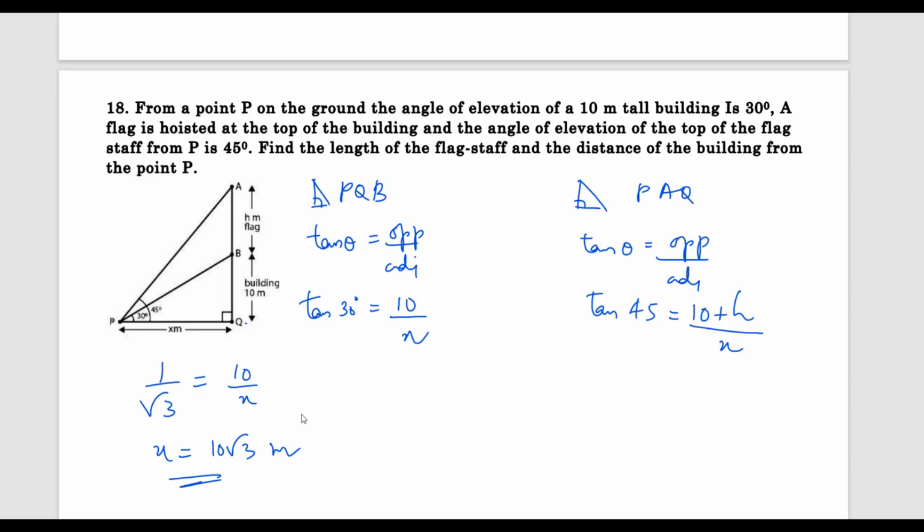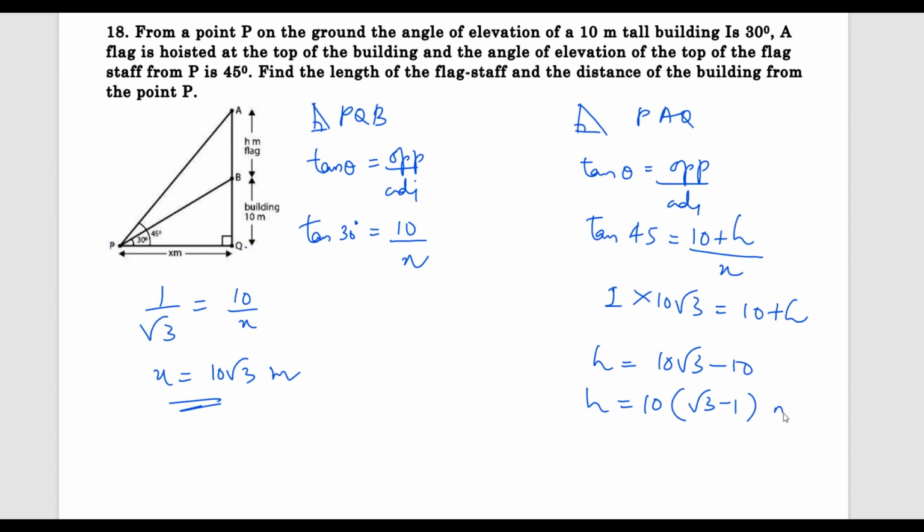Now what you need to do is substitute this x value. Tan 45 is 1, into cross multiply, into x value 10 root 3 equals 10 plus h. Now h equals 10 root 3 minus 10. h equals, take 10 common, what you get is root 3 minus 1.